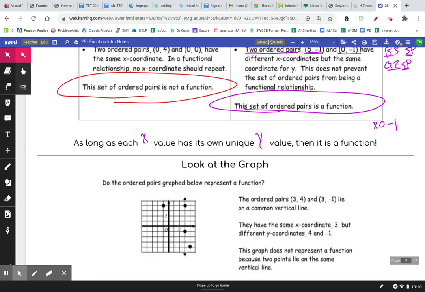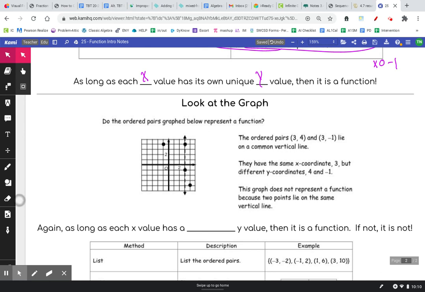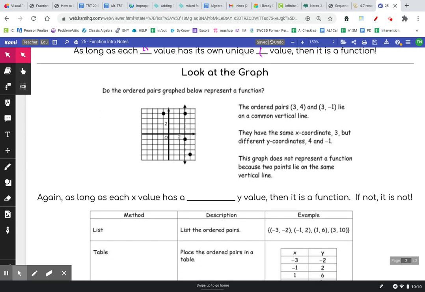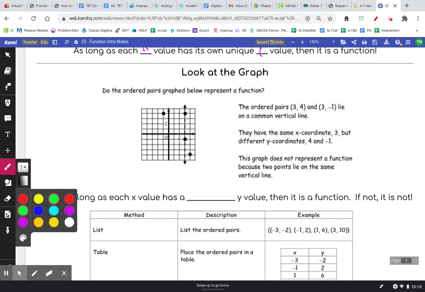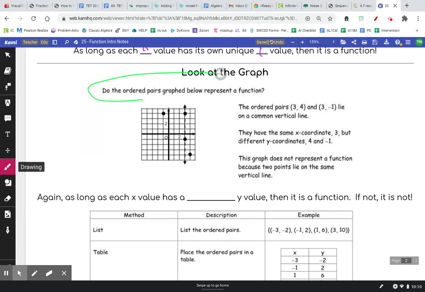Okay, the second thing we're going to look at here is sometimes we're given a graph with some points on it, and it's asking the same exact question. That question being: do the ordered pairs graphed below represent a function? If you think what we just did above is pretty easy and straightforward, this really turns out to be the same problem. I have 4 points here. I have this one, this one, this one, and this one. I can just list those ordered pairs. I know how to find out where each of those points is.